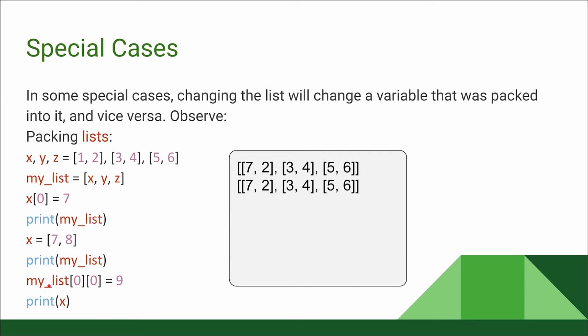And then lastly, let's look at if I change my list at index 0, so that's where I packed x in. If I change that list at index 0 to 9, does that change x? It does. So when I pack a list into a list, changing one will change the other, or changing the contents of one will change the contents of the other. Now this is just an interesting edge case that you should be aware of in case you ever want to pack a list into another list.